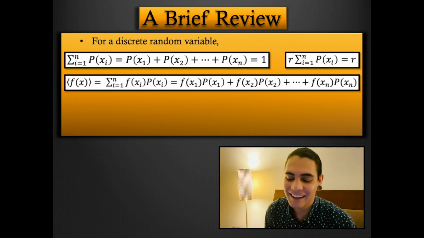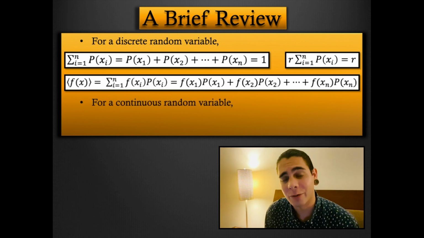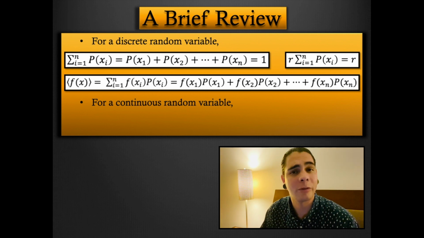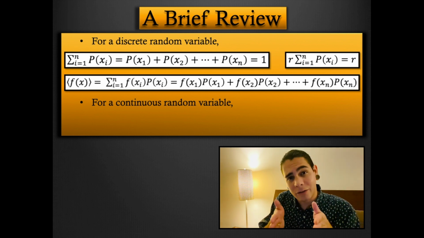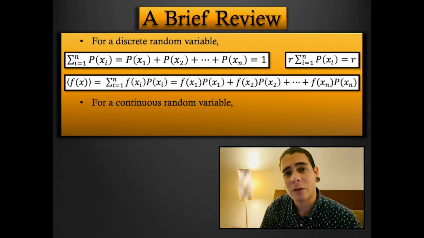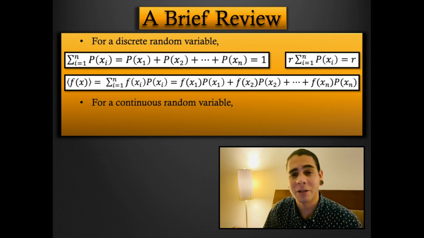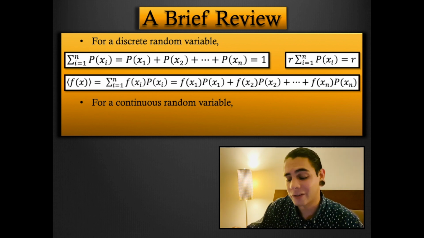And for a continuous random variable, it's different though. Instead of having a summation over all the ith indices, we replace that with an integral. And instead of x being allowed to take on certain values, it's allowed to take on the entire continuous spectrum. So in this case, the probability of x equaling an exact value is 0, as mentioned in my other video. If you haven't watched that, please do.